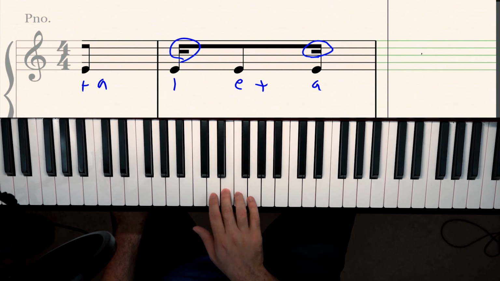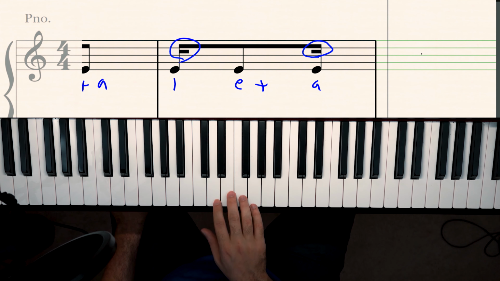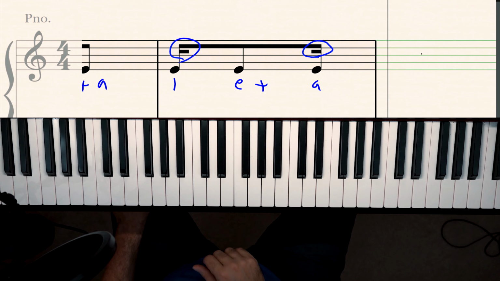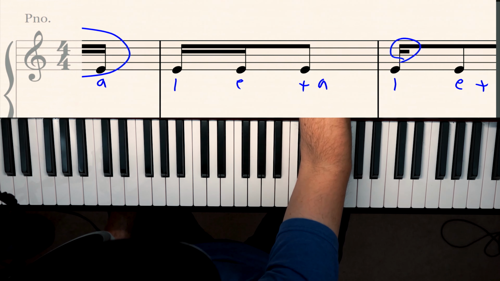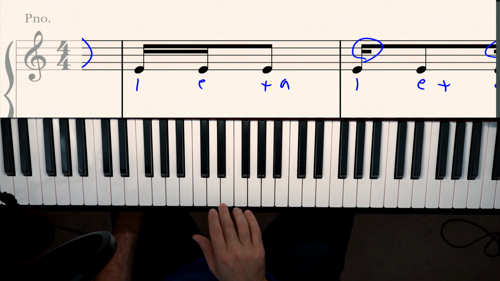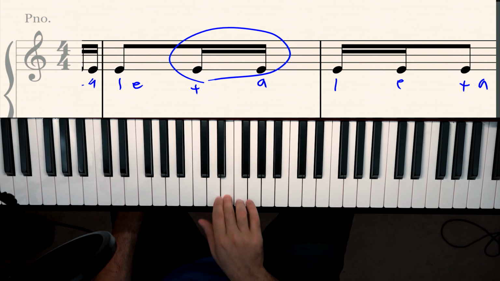So even without, you want to count them first, but then after a while you want to just get the feeling of it. Bum, bum, bum. 1 E and a. 1 E and a. 1 E and a. And then bum, bum, bum. Just like that. And then same thing with these. I kind of forgot to mention. This one is bum, bum, bum. Or 1 E and a. Just like that. And this one is 1 E and a.